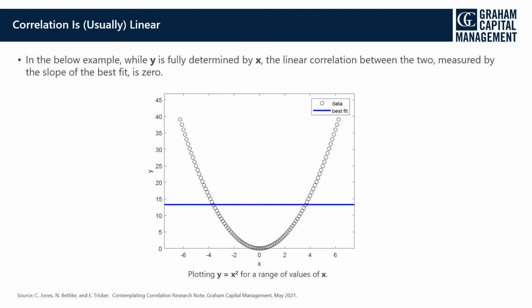So lots of things may look unrelated because their correlation is 0, but all that's saying is there is no linear relationship between them. So sometimes you have to look beyond these simple summary statistics to understand what's going on.